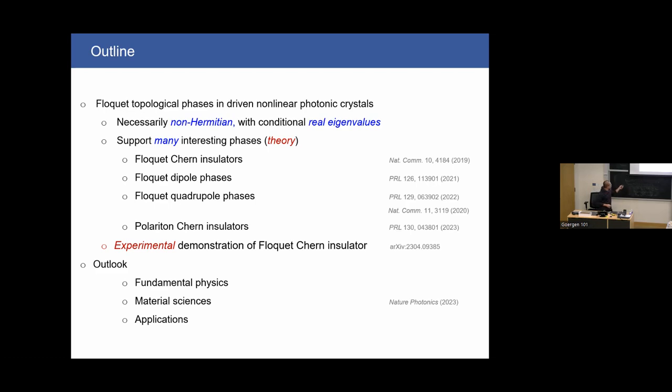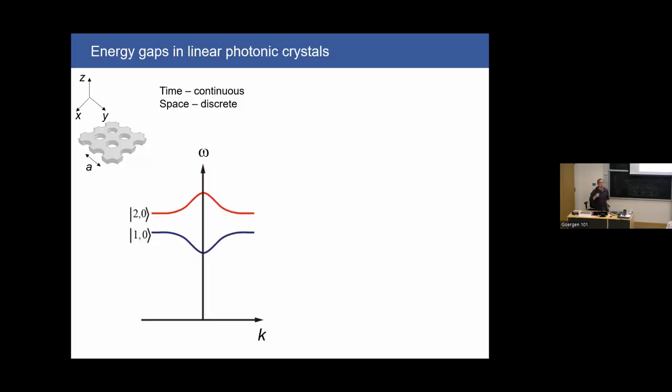So let's get started. Before I can talk about the band structure of a driven nonlinear photonic crystal, let me review what happens in a linear photonic crystal. In particular, what symmetry does it have in space and in time? If you think about it in time, this linear photonic crystal is not changing at all. So you have continuous translational symmetry in time, which transforms into frequency, it tells you frequency is preserved. In space, however, this unit cell gives you a discrete translational symmetry.